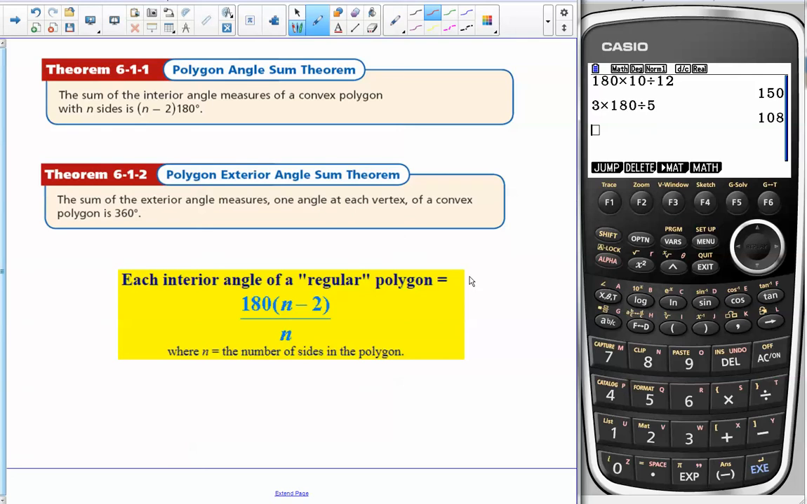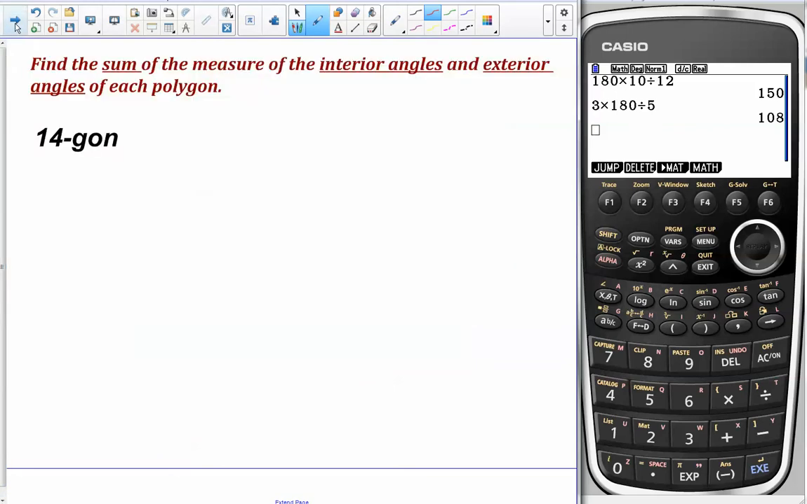Here are the formulas that you're going to need to know, and you have to have these memorized because I'm not going to write them on the board on test day. They're not even part of your formula chart. So polygon angle sum theorem: n minus 2 times 180. Polygon exterior angles add up to 360. To find an individual angle on the interior, remember these all have to be regular polygons. If they're not regular, you can't use these formulas. It's a no-no. 180 times n minus 2 over n.